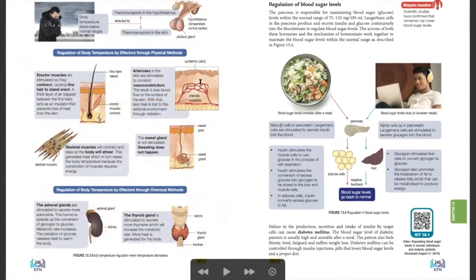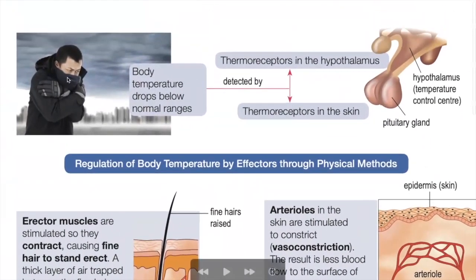Just now we have studied what will happen when our body temperature rises above normal. Now, what will happen when our body temperature drops? For example, when you are visiting a four-season country, for example UK, US, or whatever, for sure they have winter, right? So when your body temperature drops below the normal range, this will be detected by the thermoreceptors in the hypothalamus and also the thermoreceptors under the skin. These thermoreceptors will detect the stimulus and produce a nerve impulse, and the nerve impulse will be sent to the brain for interpretation. When the brain interprets the information, it will send another impulse to the effector.